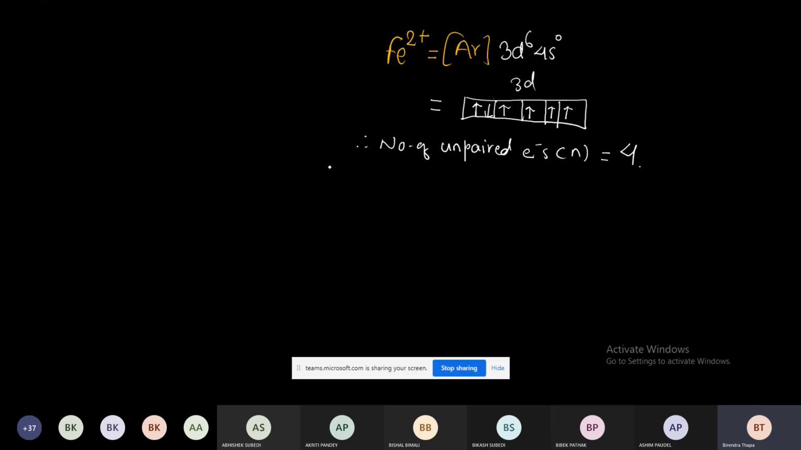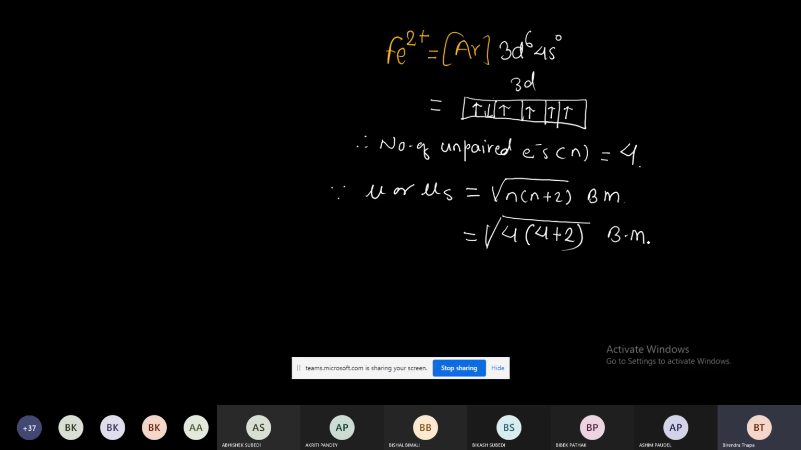Since we have the spin only formula of magnetic moment, mu or mu s, since we are dealing only with the spinning contribution of the electron, mu s is equal to, we have known the formula, square root of n plus 2 BM. BM means Bohr magneton. Put the values of n here. The number of unpaired electrons here is 4, so the value of n is 4, and n plus 2 means 4 plus 2. Square root of 4 plus 2 times 4, in Bohr magneton. Then you can solve it: 4 plus 2 is 6, 6 times 4 is 24. Square root of 24 Bohr magneton.